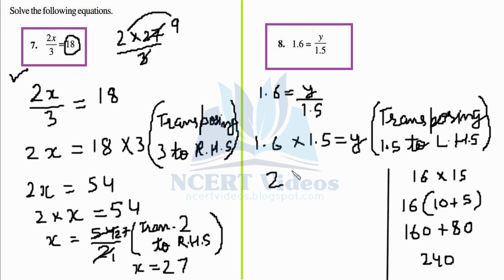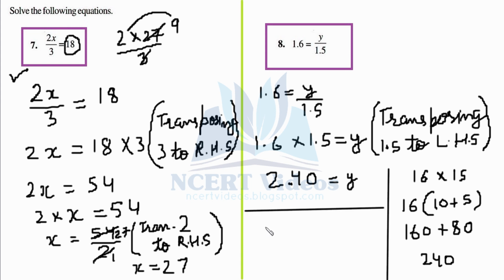So write 240 and count the decimal places. So we have 1, 2. Whatever is towards the right hand side of the decimal, you have to count them. So in this case, we have 1. In this case, we have 2. That is 2 digits. So just place the decimal from the right hand side of the number towards the left hand side. So that is the value of y, or the solution of this equation.